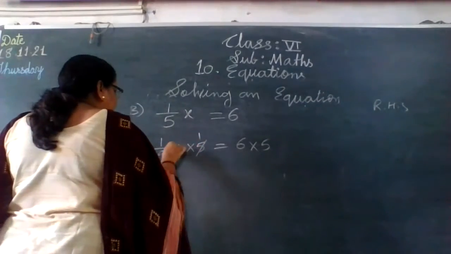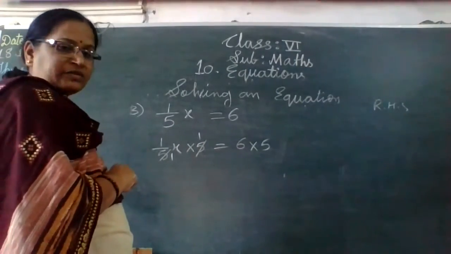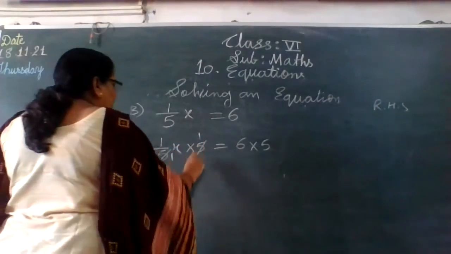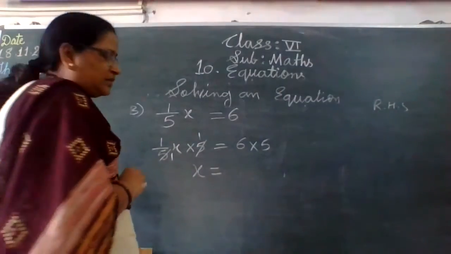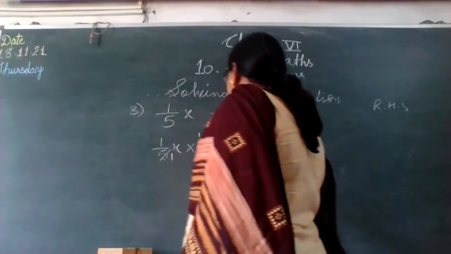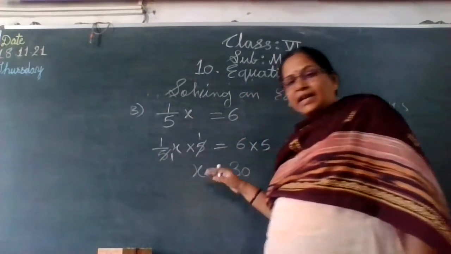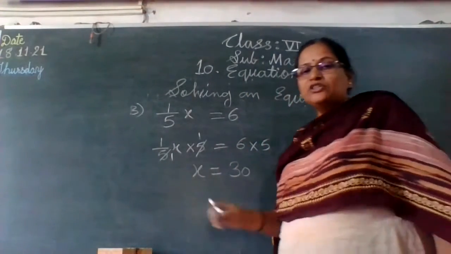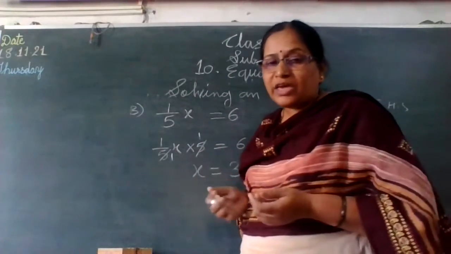5 ones are 5, 5 ones are 5. So what is left on the left side? x into 1, that is x. And 5 sixes are 30. So what is the value of the variable? x equals to 30. And it is also known as the solution of the equation or root of the equation.